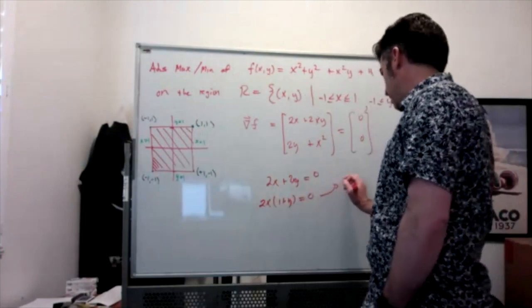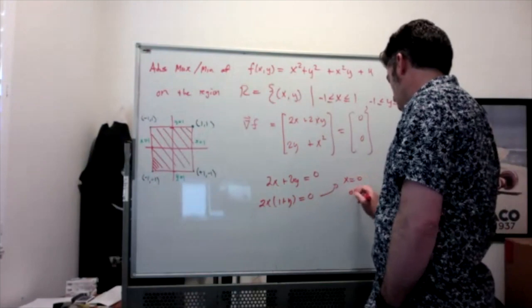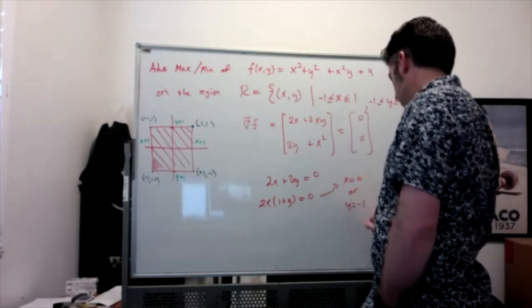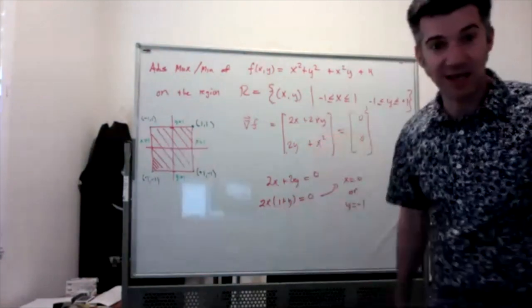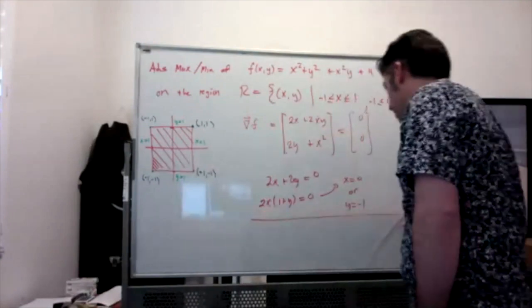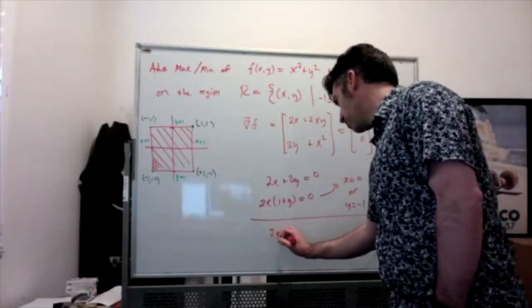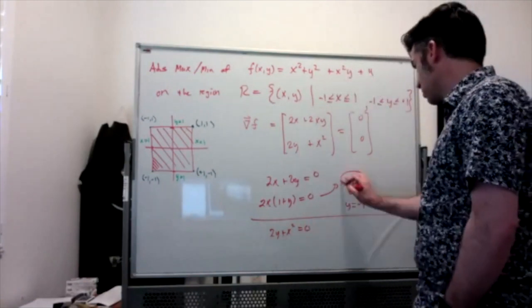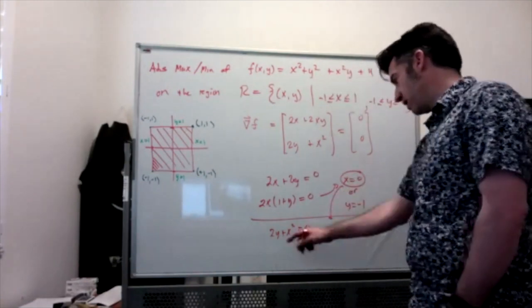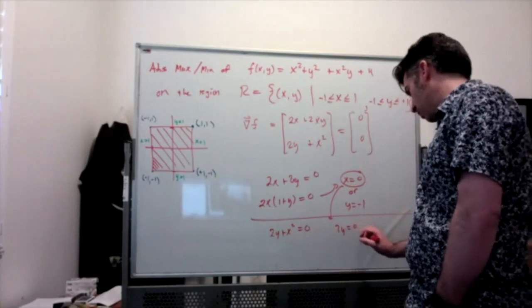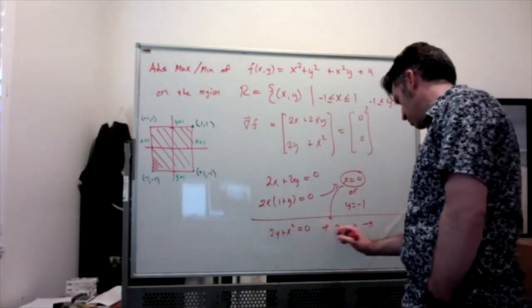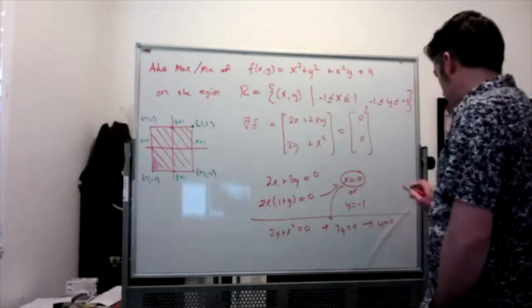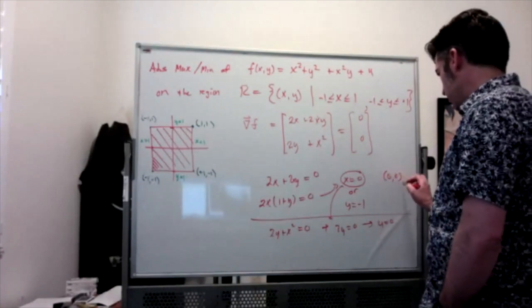So I either get x equal to 0 or y equal to -1. And then I plug those into the other one. So then 2y plus x squared equal to 0. If x is 0, well, then I get 2y equal to 0, which gives me y equal to 0. So I get the critical point (0, 0).